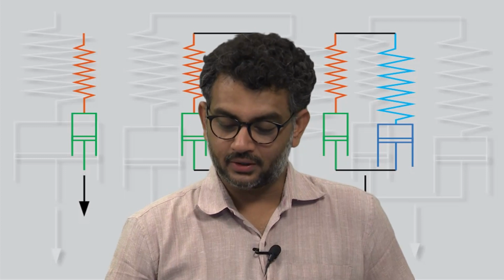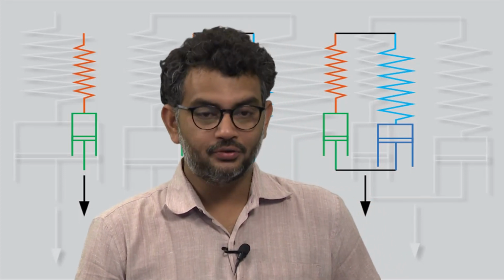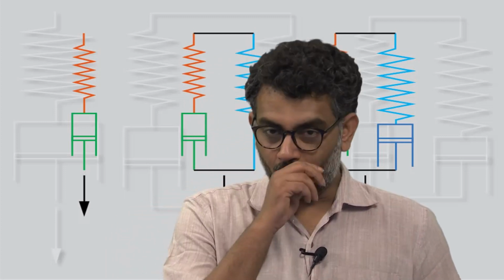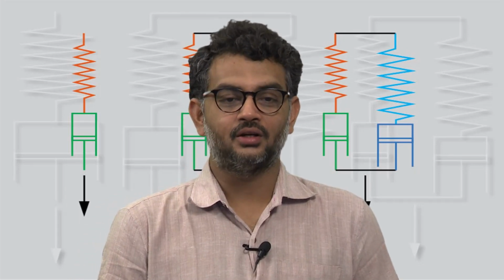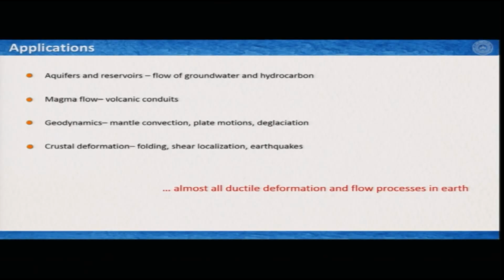So, we start first with the viscoelastic rheology, but before that let us have a look at what the different applications of this combined rheology are. In aquifers and reservoirs, the flow of groundwater and hydrocarbons, to understand their flow behavior and flow mechanisms, it is important that we use a complex or combined rheology there. Magma flow in volcanic conduits also requires complex rheology to explain the flow mechanisms. In geodynamics, mantle convection, plate motions, the deglaciation phenomena, all these are explained by complex rheology.